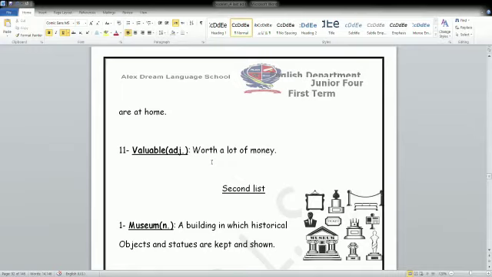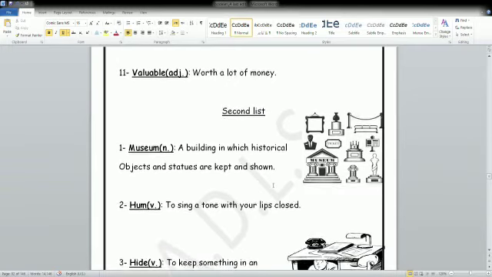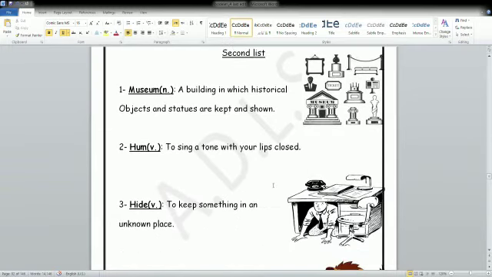Let's read the second list. Museum. It's a noun, it's a building in which historical objects and statues are kept and shown. Of course, objects in a museum, like pots, clothes, statues, and they are shown to the public or the people to know more about history.